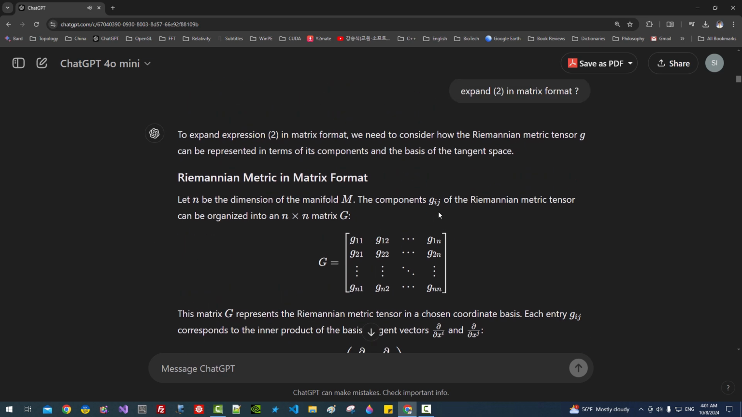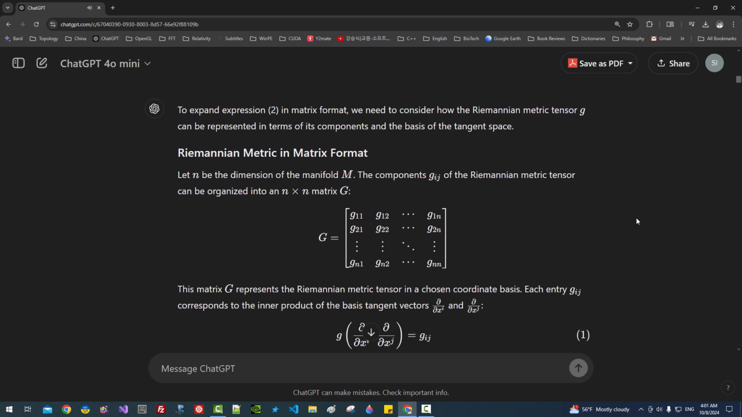To expand expression 2 in matrix format, we need to consider how the Riemannian metric tensor g can be represented in terms of its components and the basis of the tangent space. Riemannian metric in matrix format. Let n be the dimension of the manifold M. The components g_ij of the Riemannian metric tensor can be organized into an n times n matrix G: g11, g12, ..., g1n; g21, g22, ..., g2n; ...; gn1, gn2, ..., gnn.